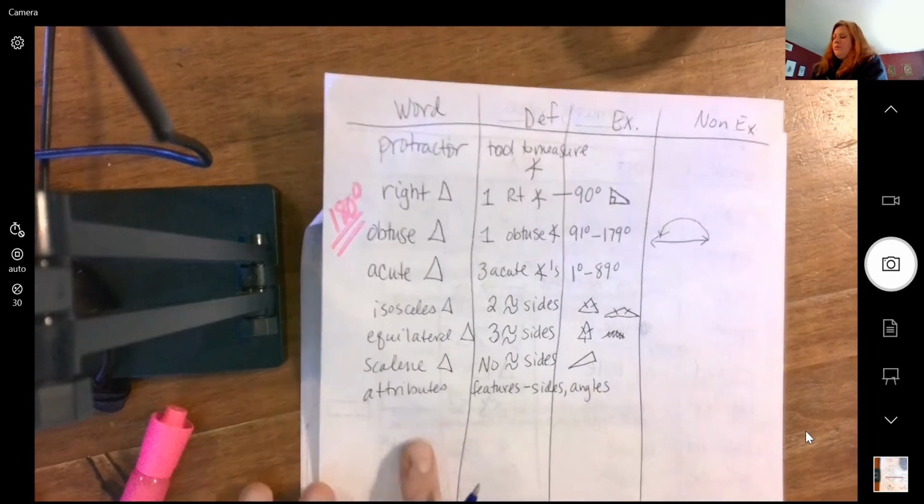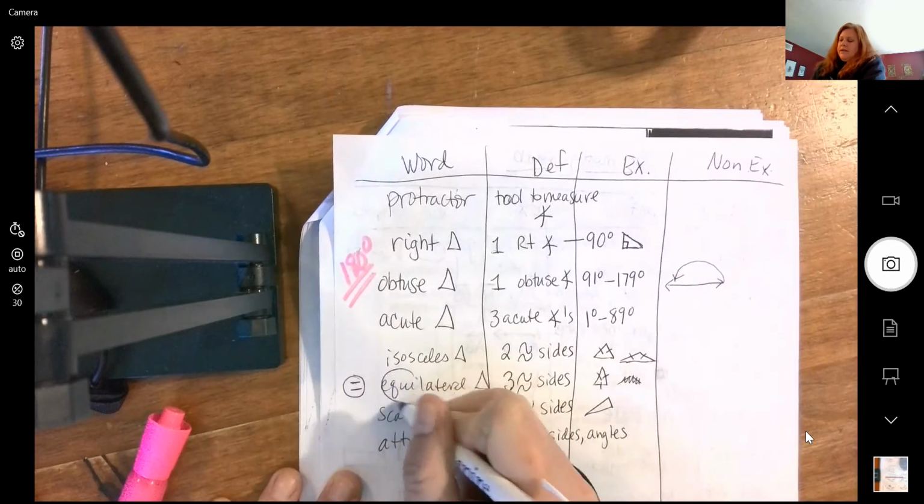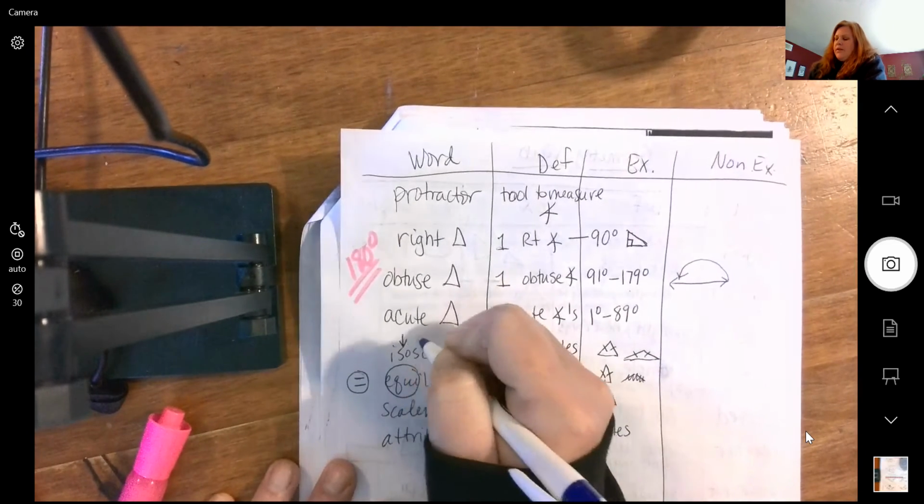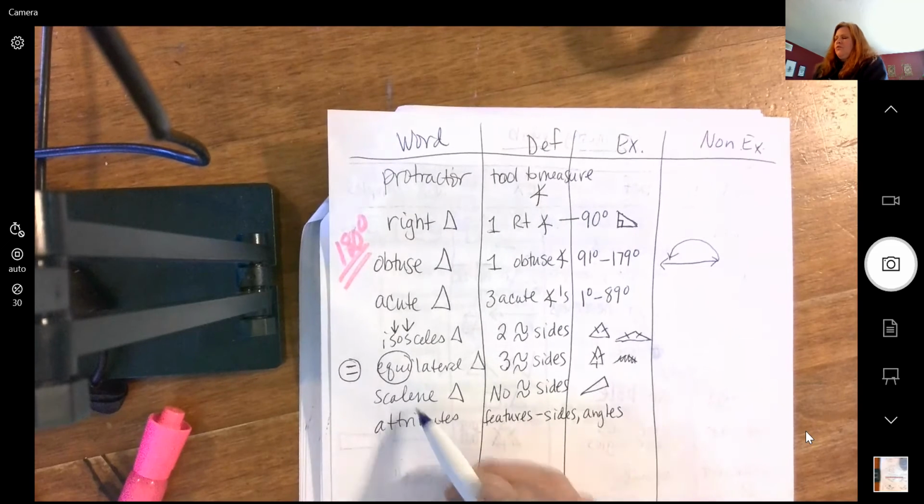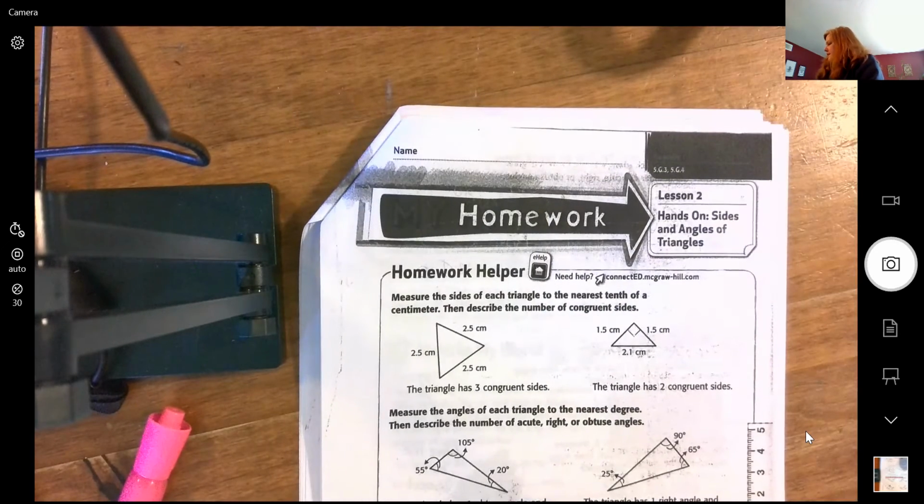Now, how do I remember these? Well, I remember this one because it has the word equal hiding in it. Equi is the prefix that means equal. I remember this one because it has two S's, and I remember two sides the same, S and S. And then you really just have to remember scalene. All right, so we are going to jump into your packet.